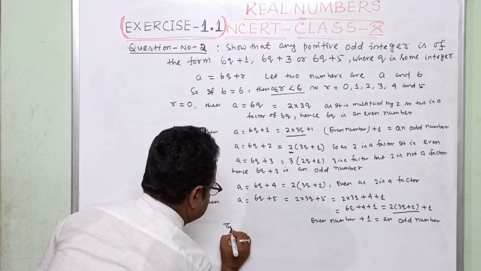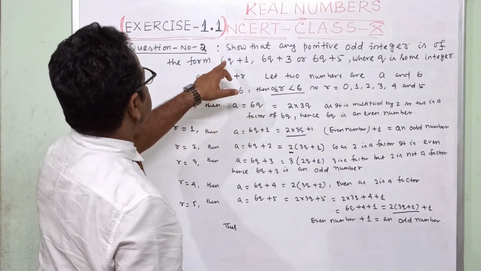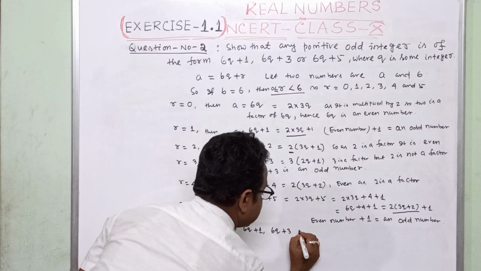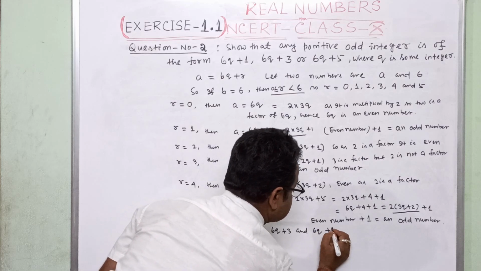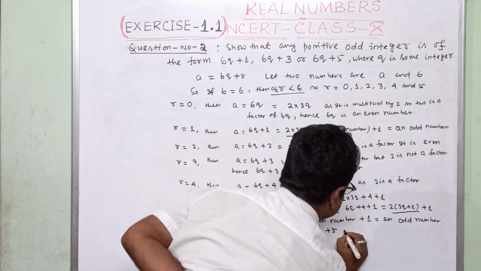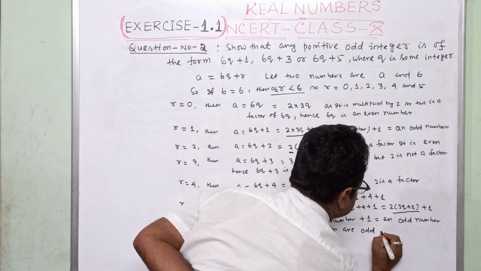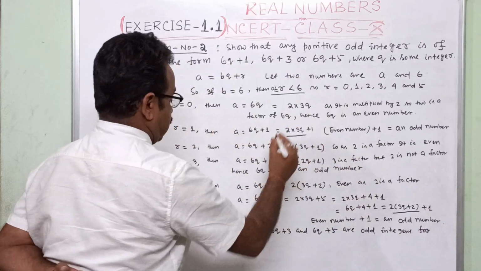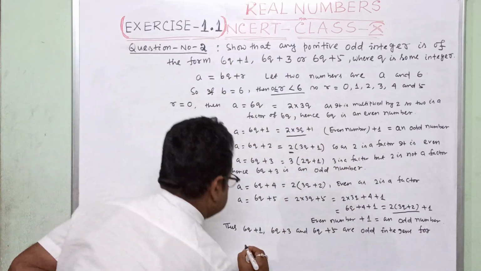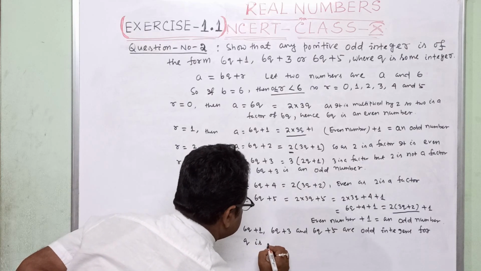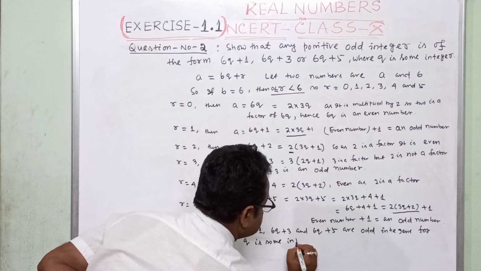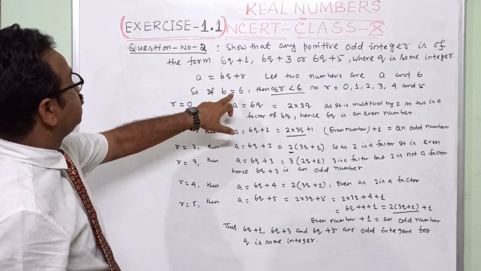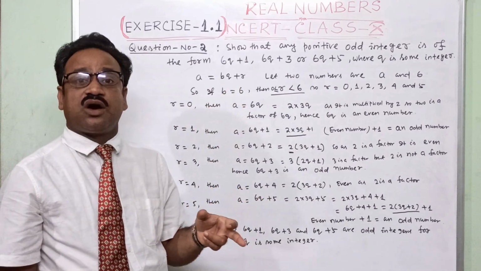Thus 6 cube plus 1, 6 cube plus 3 and 6 cube plus 5 are odd integers for some integer q. Now check it. So when b is 6, r must be less than 6 or r equal to 0.